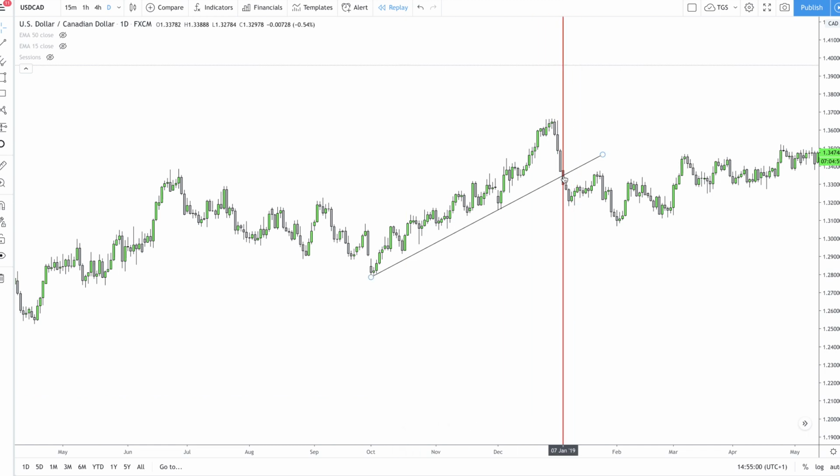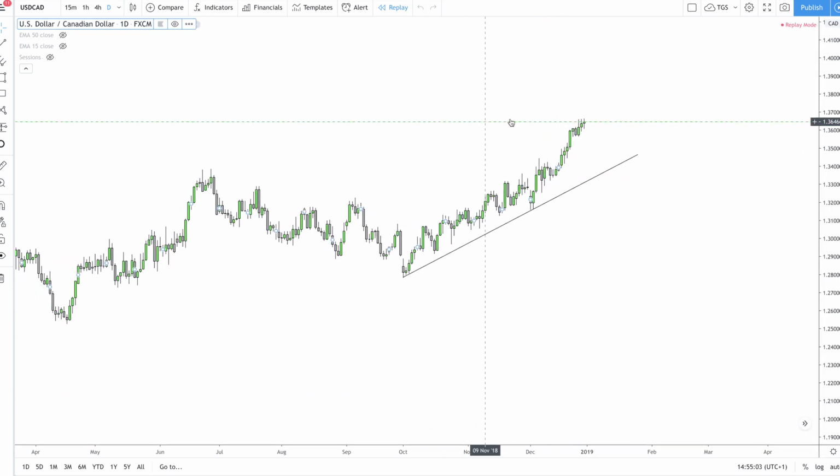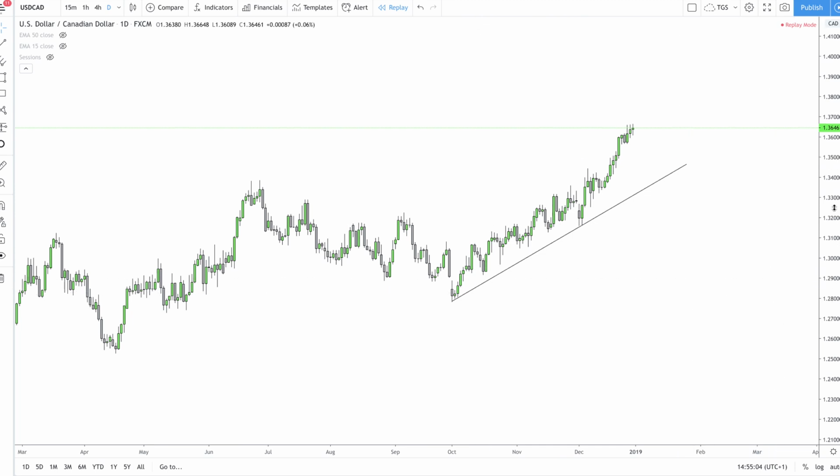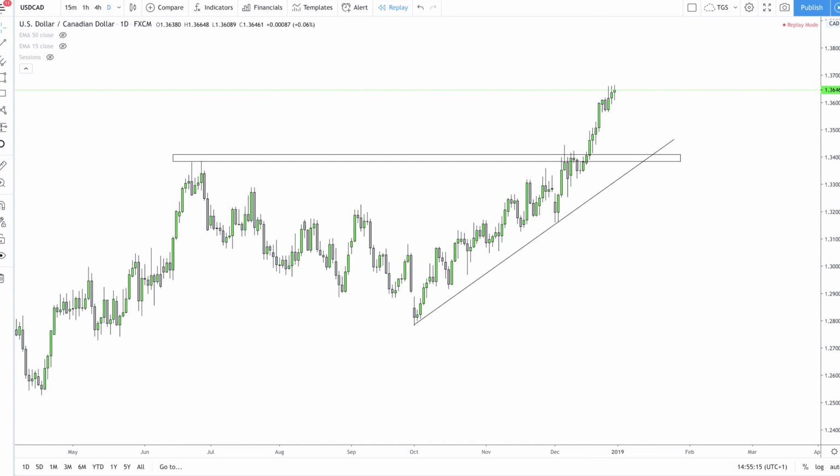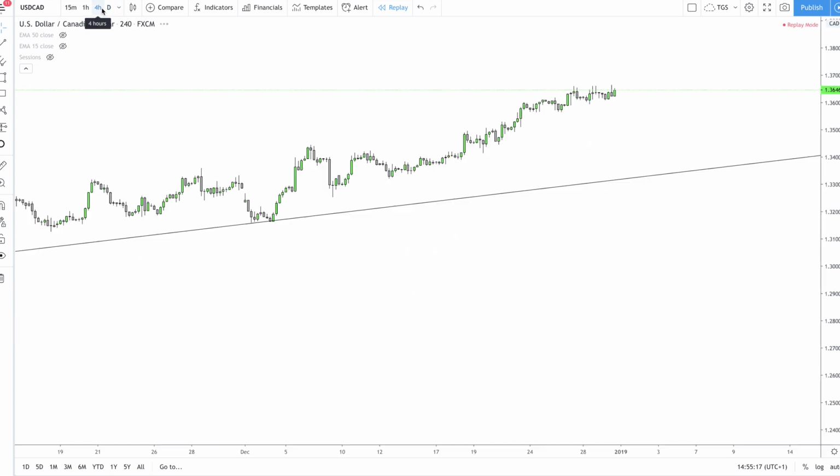Okay. Let's see where this takes us. So we can see here we've got an uptrend very clearly. Higher highs, higher lows. Qualified uptrend, great. We've actually just broken out of this little resistance level. Perfect. Let's go down to the 4 hour time frame, see what's going on.